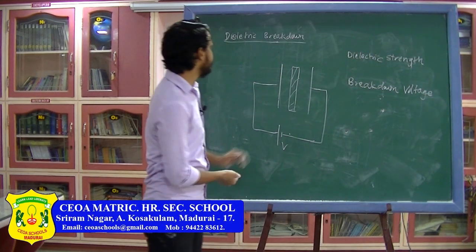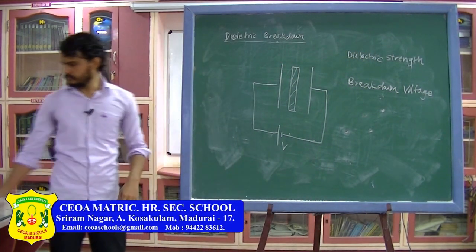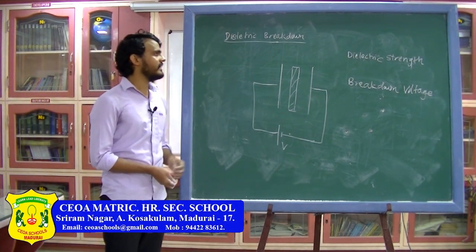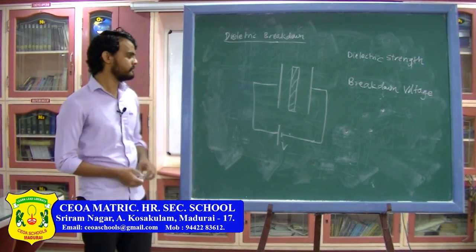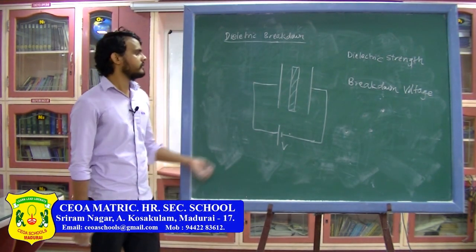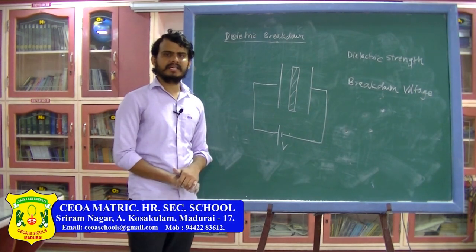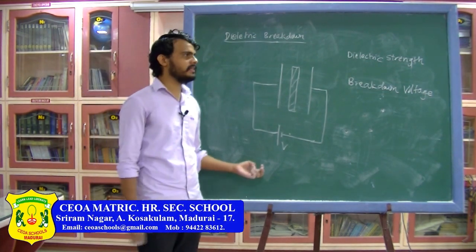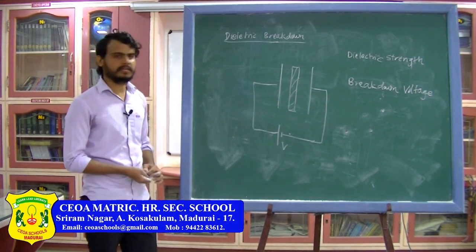So, you can write the definition of dielectric breakdown. Dielectric breakdown is a situation where the dielectric starts behaving as a conductor. The dielectric starts behaving as a conductor due to a very high external electric field.